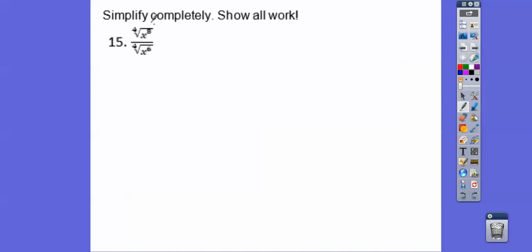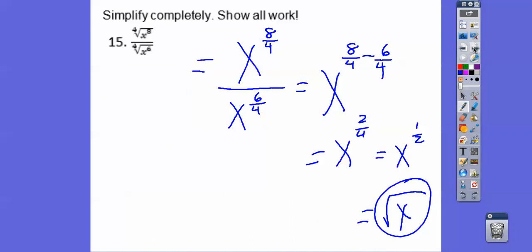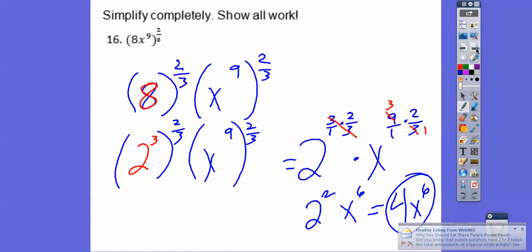Okay, so here we have x to the 8/4 power over x to the 6/4 power, and then we can subtract those exponents. Boy, I think I went backwards. I think I did, yeah. Okay, and then we subtract those exponents, and then x to the 1/2 is the square root of x. Okay, so here I think that's a 2/3 power. So 8 to the 2/3, x to the 9th to the 2/3. Anyway, so 8 is 2 to the 3rd, and then excuse me, powers to powers, you can multiply those and cancel things out, and there's your groovy answer.